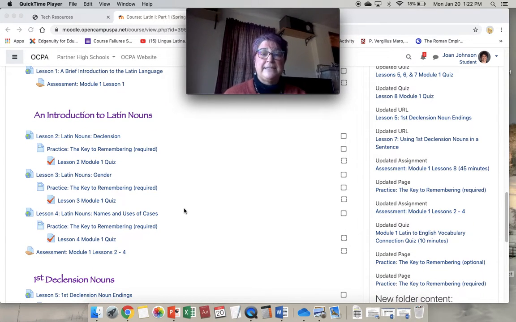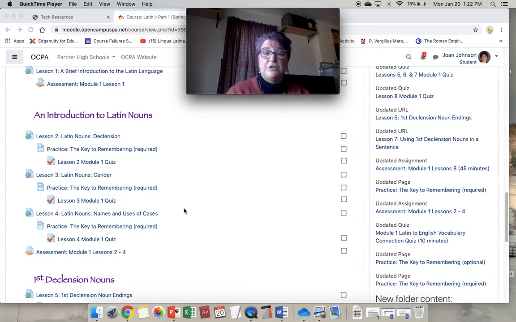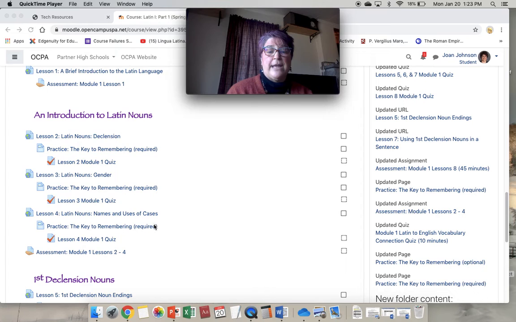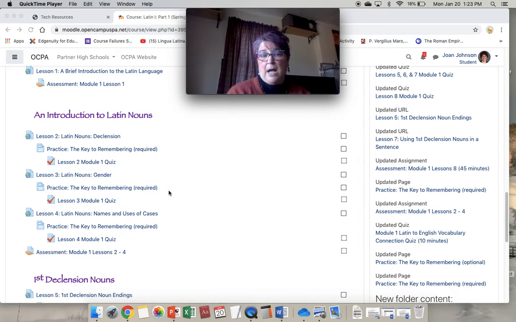Notice that this second chunk of Module 1 is constructed a little bit differently than the first section. In an introduction to Latin nouns, we have 3 lessons, Lesson 2, Lesson 3, and Lesson 4. Each lesson is followed by a practice. The practice sometimes is required, as it is in all of these instances, and sometimes it may say optional.